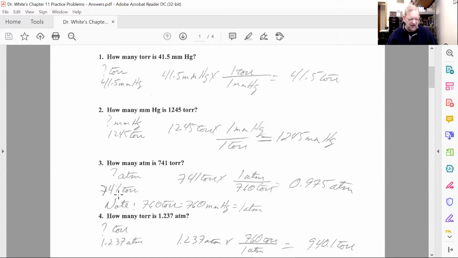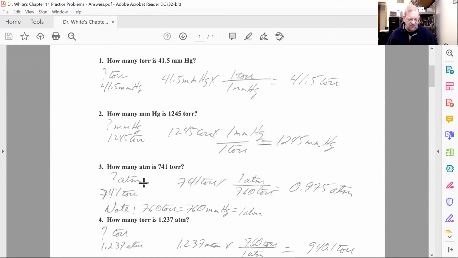Atmospheres. What are we given? 741 torr. This is where we start. This is the units we're trying to get to. Whatever we're trying to get to goes on top of the ratio, using your good buddy, your good friend, unit analysis. Whatever we're trying to get rid of goes underneath.